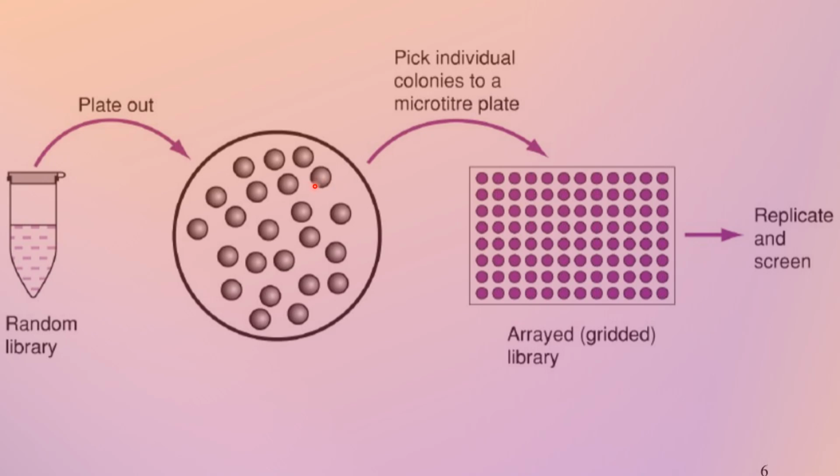So if we pick one colony, that indicates a mass of similar type of cDNA, and these are the microarray plates. The colonies can be arrayed or replicated in the microtiter plates and then screened for further use.